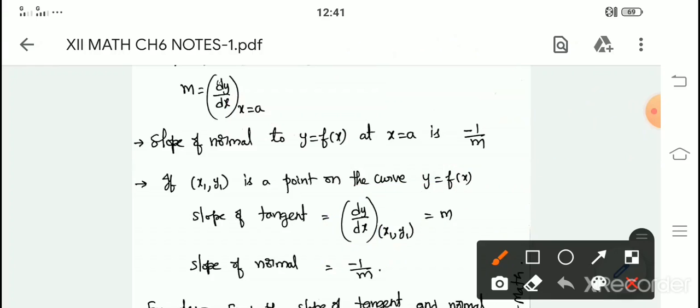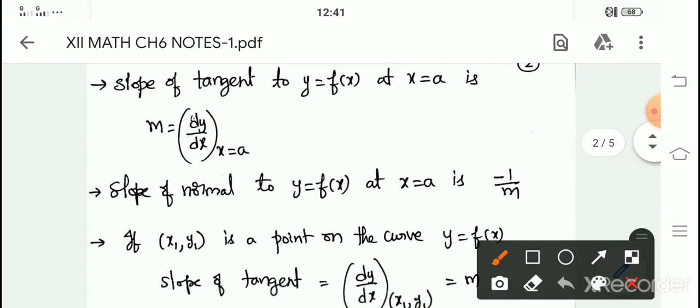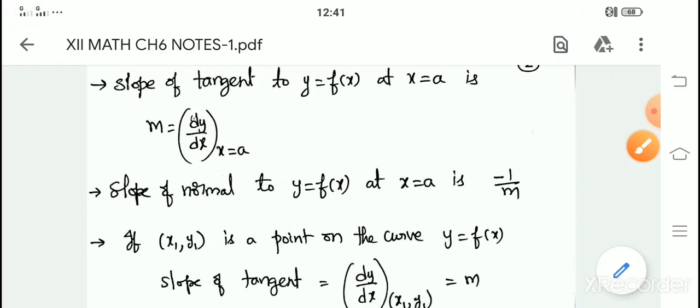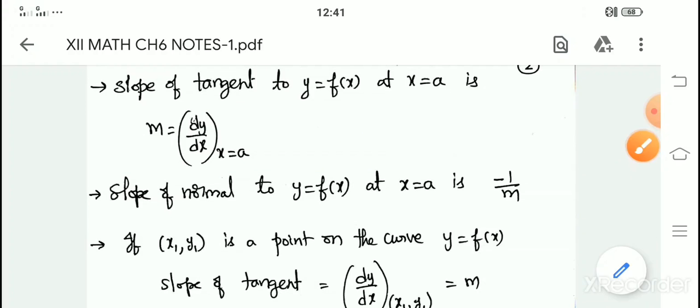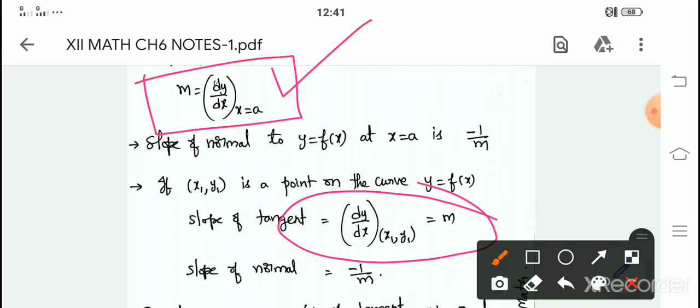Right. Now look, slope of the normal. Very easy. If you understand the slope of the tangent, two formulas are there. One is dy by dx at x is equal to a. One is dy by dx at (x1, y1). Here only the x value is given; here x1 and y1 are given, which means we substitute both x and y values. Both are the same only. Okay.